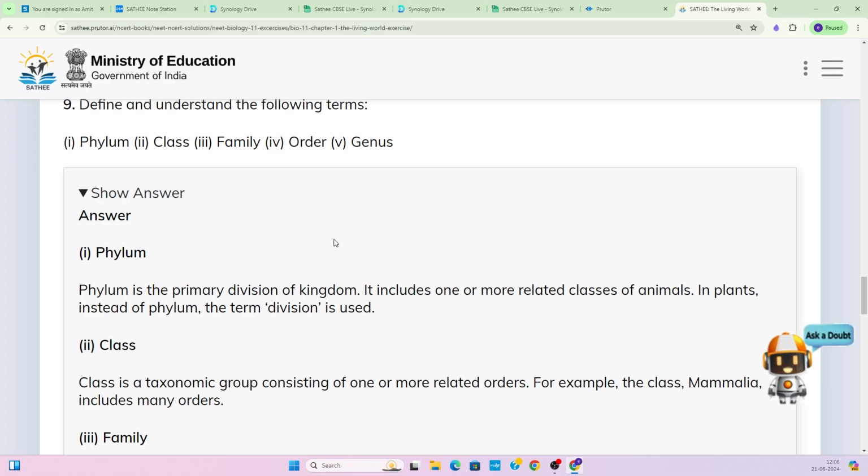So what is the phylum? It is a primary division of a kingdom. Kingdom is very simple: plant kingdom, animal kingdom. Now, when you move to the next level, in plants you have different divisions: division algae, fungi, bryophyta, pteridophyta, gymnosperms, angiosperms, right? Like this. Now, if you follow the animal kingdom, inside it you will have phyla: phylum Porifera, Cnidaria, Platyhelminthes, Aschelminthes, and so on. So that is the phylum.